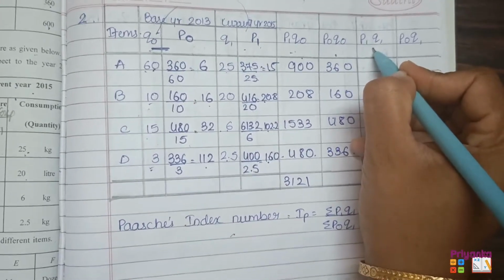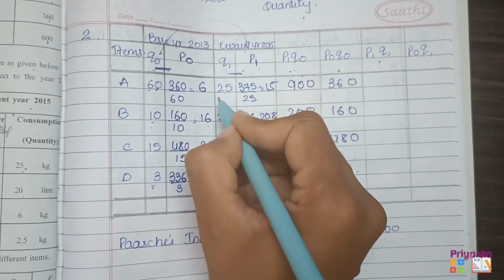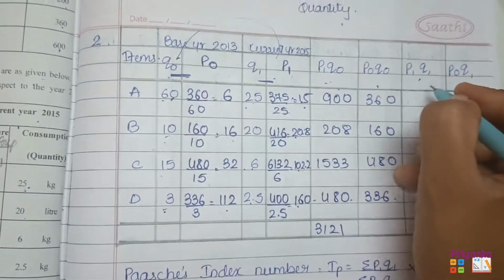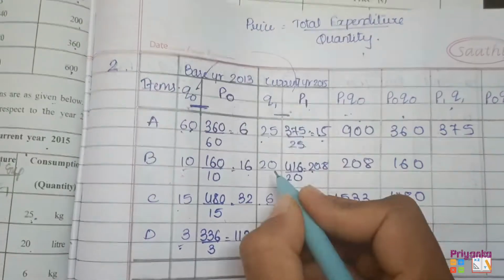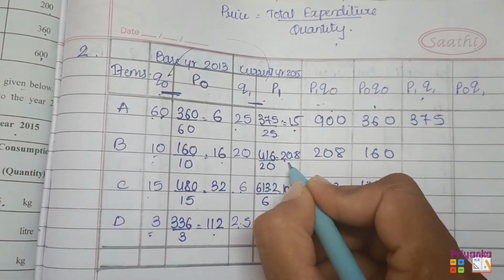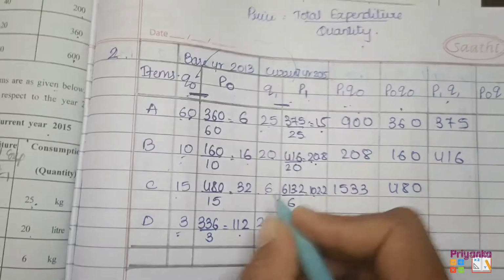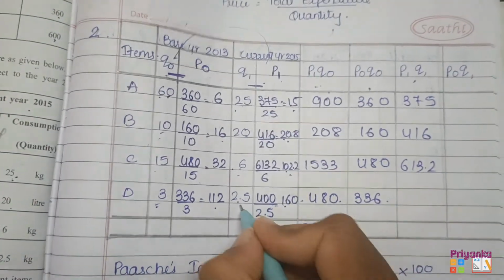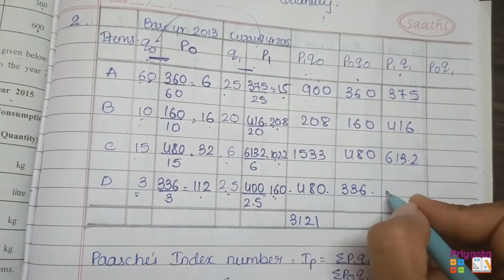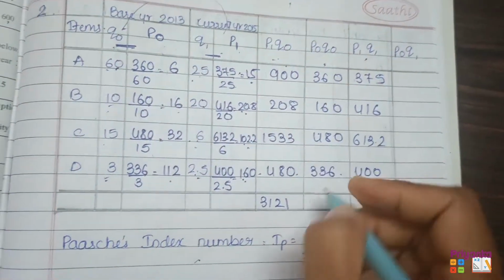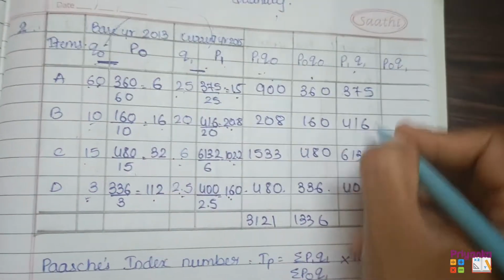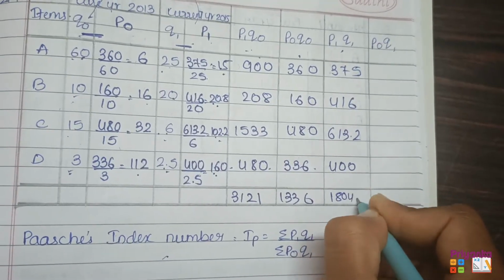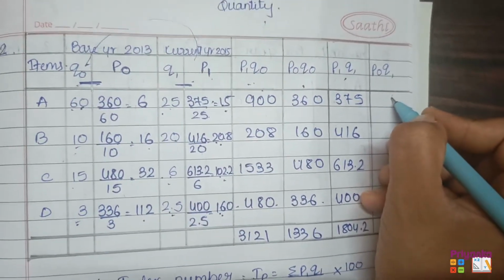Next we need P1 Q1. These two columns get multiplied: 25 multiplied by 15, we get 375. 20 multiplied by 20.8, here we get 416. 6 multiplied by 102.2, that is 613.2. 2.5 multiplied by 160, here we get 400. Now the total of P0 Q0 is 1336, and the total of P1 Q1, that is sigma P1 Q1, is 1804.2.